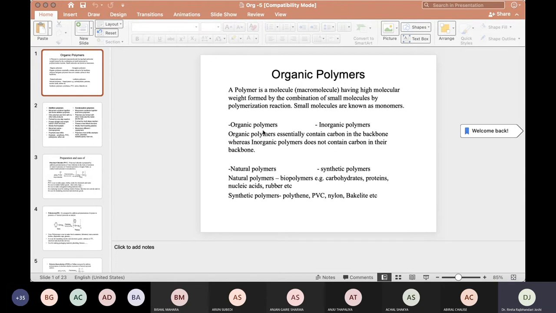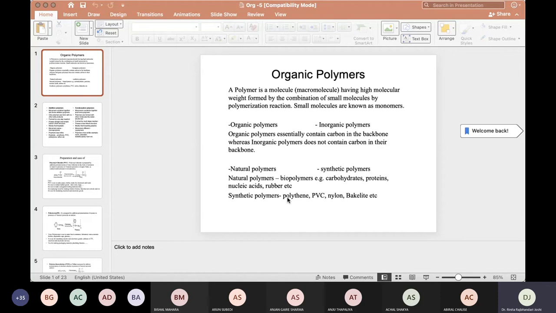Organic polymers must contain carbon as the backbone, and there may also be inorganic polymers, like glass and silicon polymers. They can also be classified as natural and synthetic. Natural polymers are like carbohydrate, protein, cotton, nucleic acid, and rubber. They are formed in nature by themselves. They are mostly biodegradable, whereas synthetic polymers are man-made polymers, or polymers made in the lab.